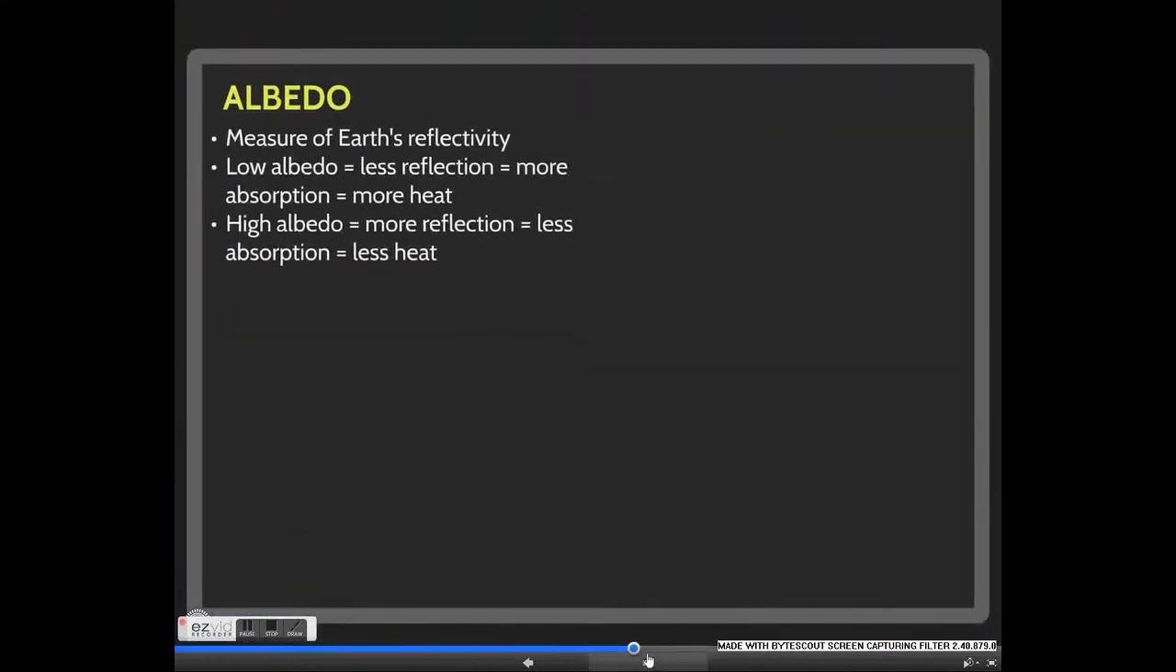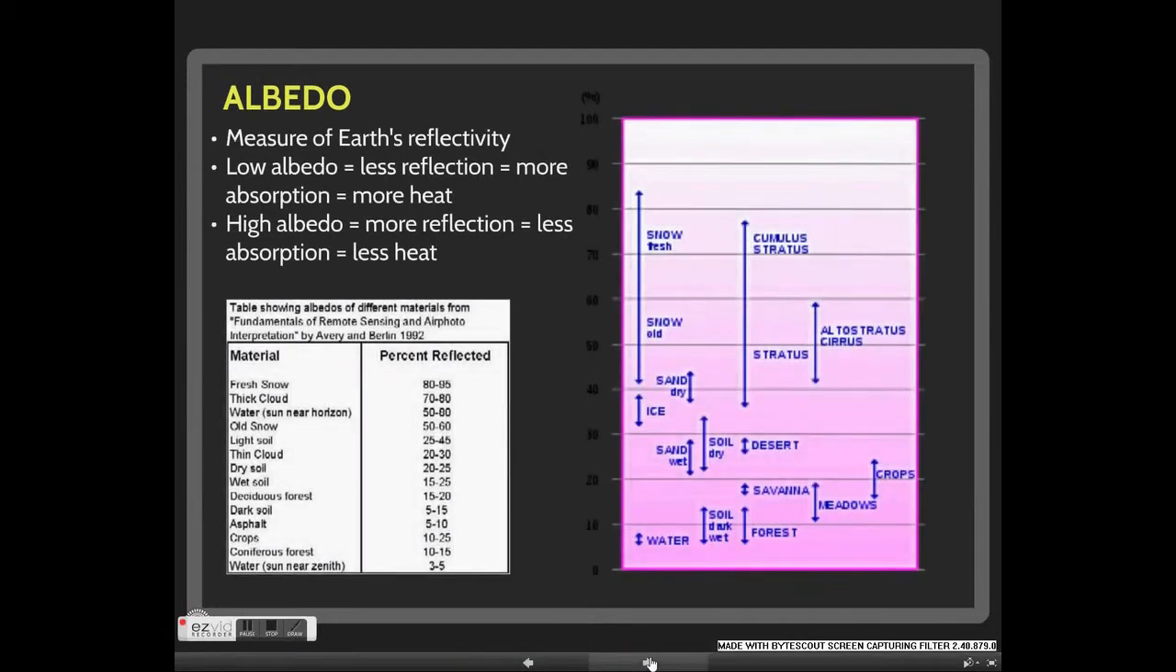However, let's go to our term called albedo. Albedo is a measure of Earth's reflectivity. So low albedo equals less reflection, more absorption, more heat. Whereas high albedo equals more reflection, less absorption, less heat.